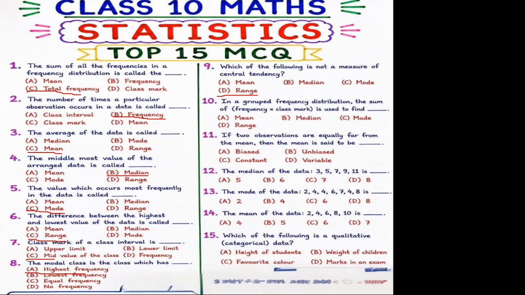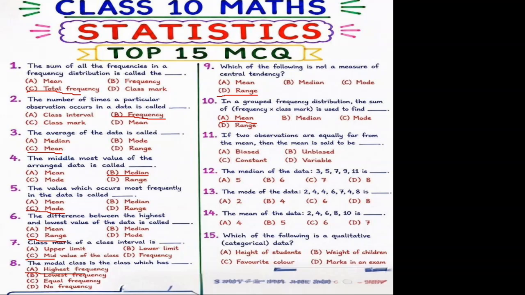Moving on to question number 10, it says, in a grouped frequency distribution, the sum of frequency multiplied by the class mark, that is the summation fx, is used to find the dash. A mean, B median, C mode, D mean. Obviously, the correct option is option A, which is mean, because we use the summation fx all over summation f, since it is talking about a group distribution.